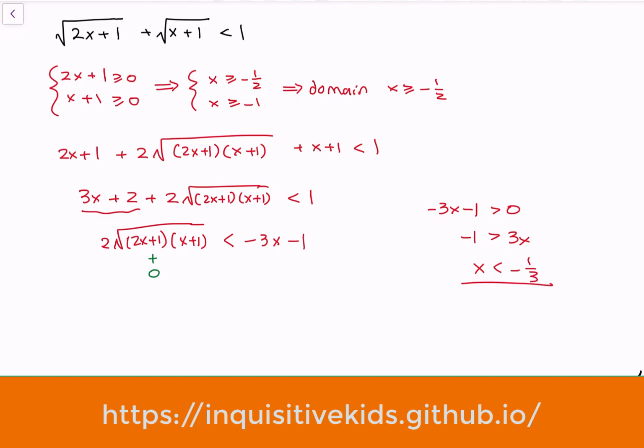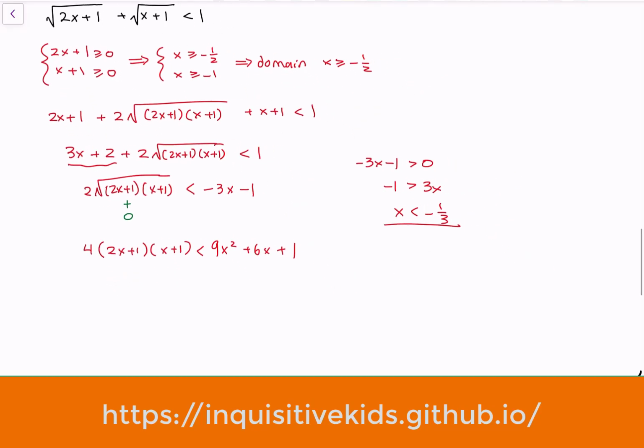And since we still have a radical, we're going to go on and continue to square. We have 4 times 2x plus 1 times x plus 1 is less than 3x plus 1 squared, which is 9x squared plus 6x plus 1. We're going to expand the left-hand side into a polynomial to get 4 times 2x squared plus x plus 2x plus 1.